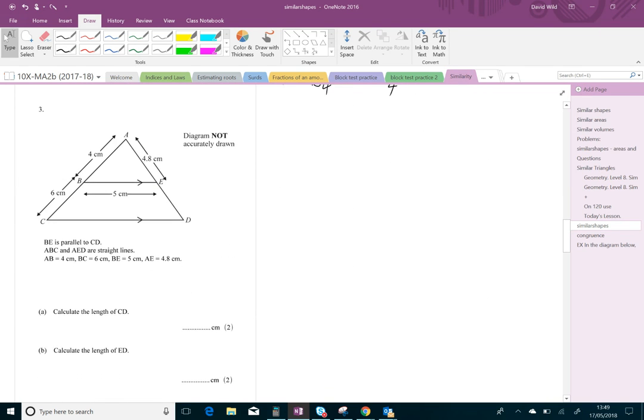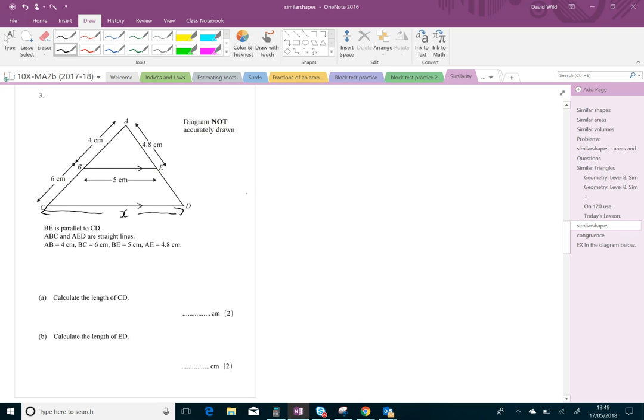Okay, question 3. So first of all, we've got these measurements. We're trying to calculate the length of CD. So that's this length here, CD. We'll call that X on our diagram. Again, we're going to do the ratios of small triangle. Remember, our small triangle is this green one, and our big triangle is the pink one. So we're going to do ratios of small to big.